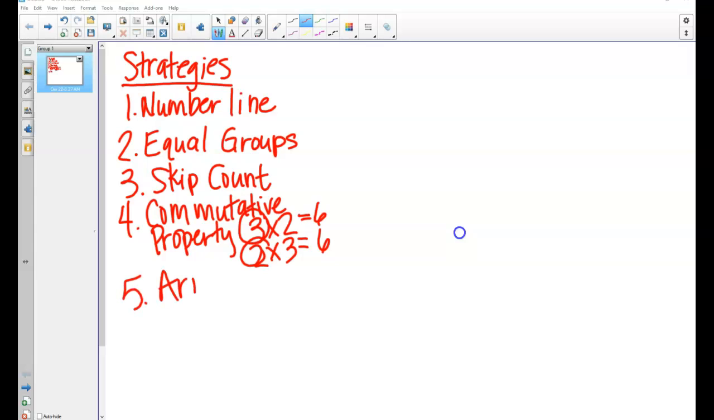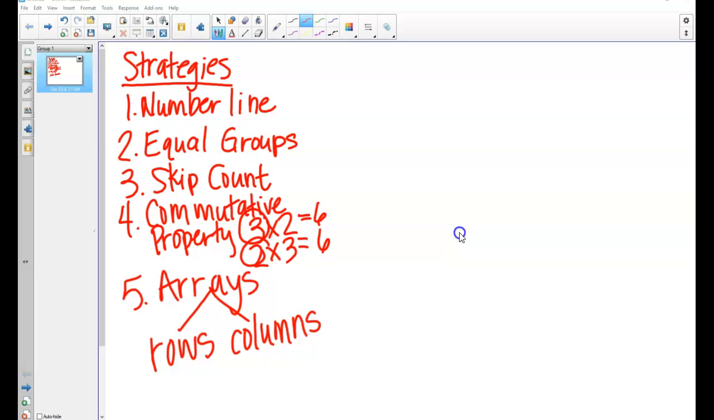Arrays are made up of rows and columns. So now I need you to get out your math spiral, open to the notes section, and now we're going to write down a few things about arrays. And then I'm going to give you some problems, and we're going to be drawing arrays in our math spiral. So those of you at home be doing the same thing, because that's what we're doing here in class.